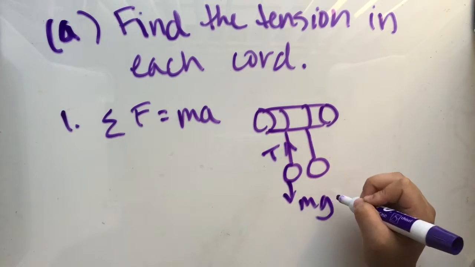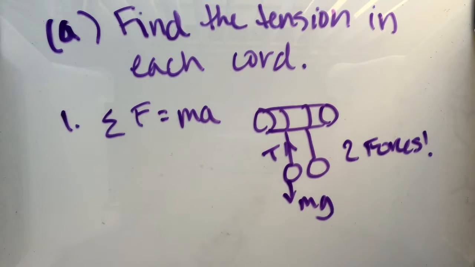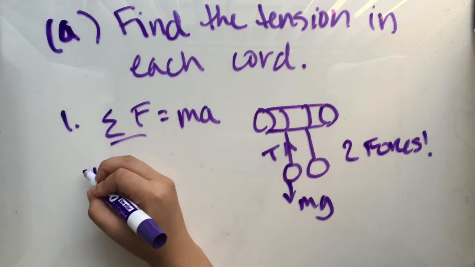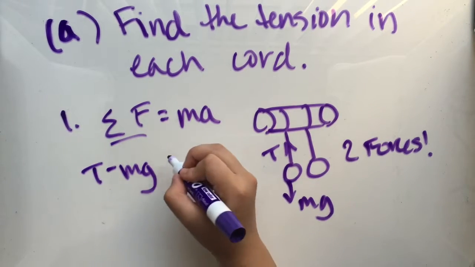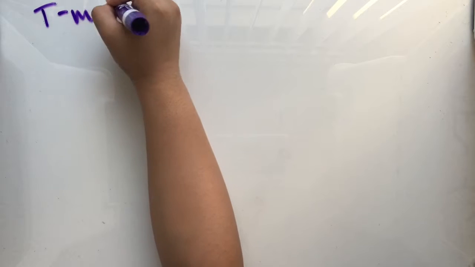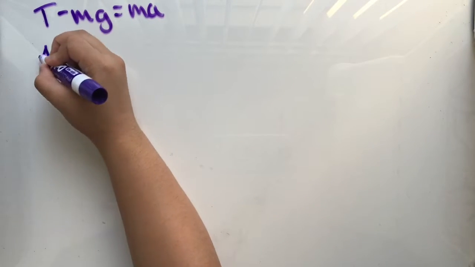Here is the picture again. Notice the two forces, tension acting up, which means it's positive, and mass times gravity acting down, so it's negative. So that will be the sum of the forces. Positive tension minus mass times gravity equals mass times acceleration.